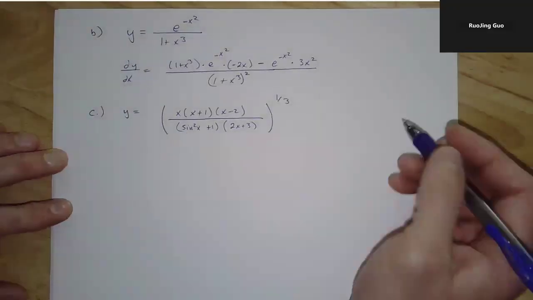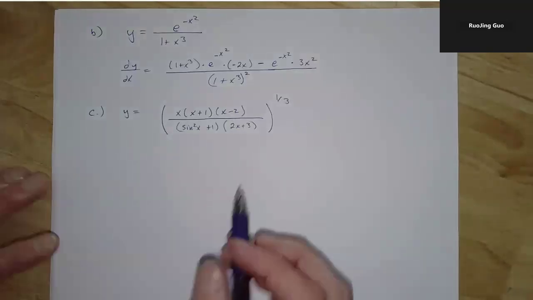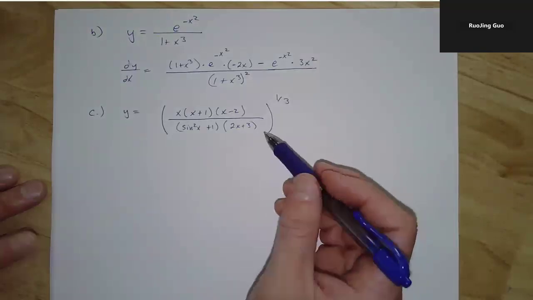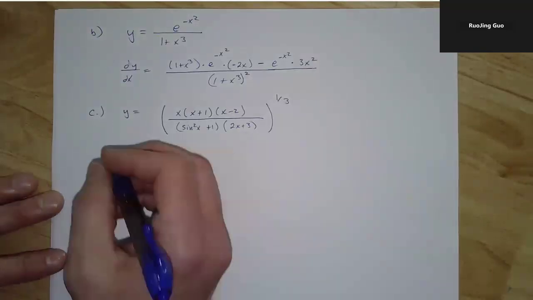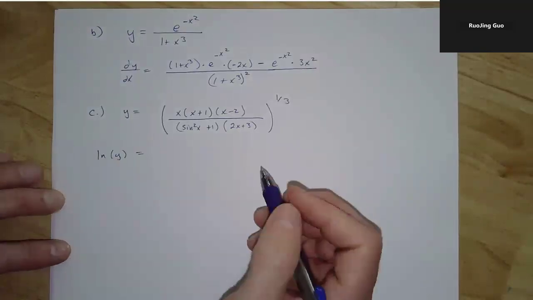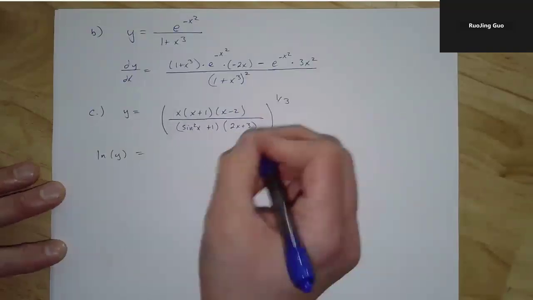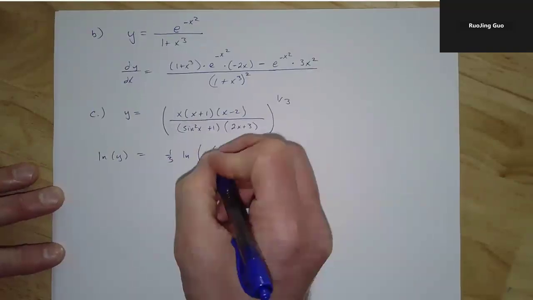Okay, so logarithmic differentiation. The first step is to take the natural log of both sides. I'll again point out, you could do this one without logarithmic, but it'd probably be moderately terrible. You don't want to do it that way. So the natural log of y equals, let's go ahead and do the first step of bringing down the 1/3. So it's going to be 1/3 times the natural log of all of that.